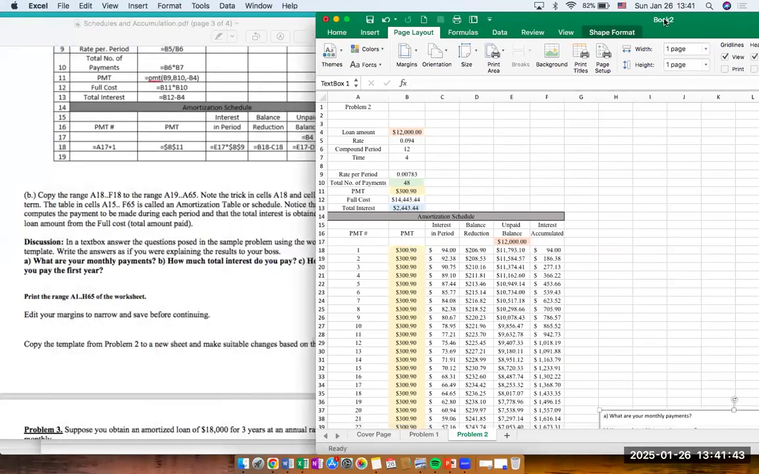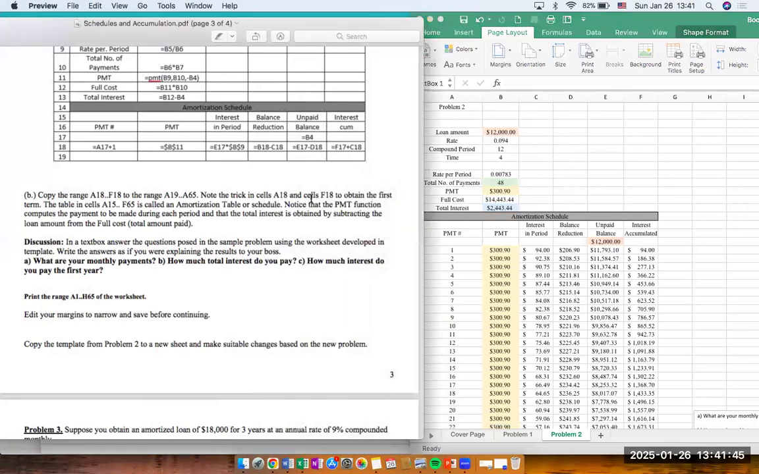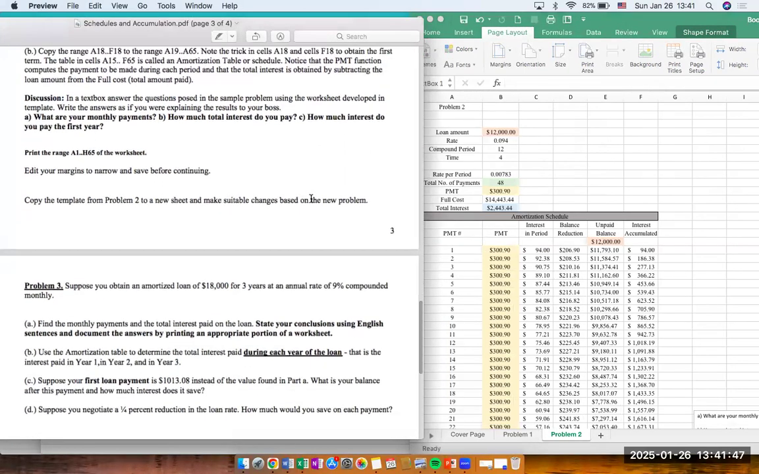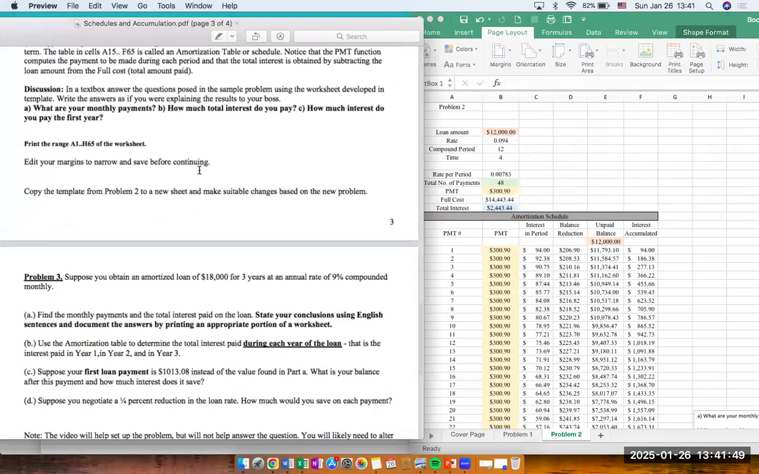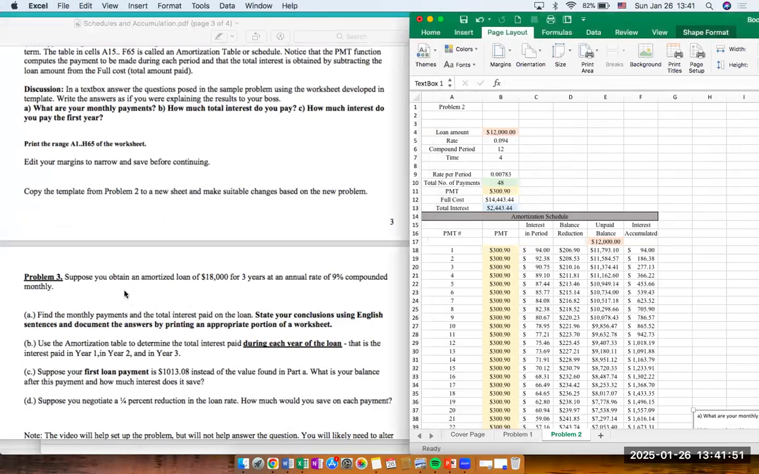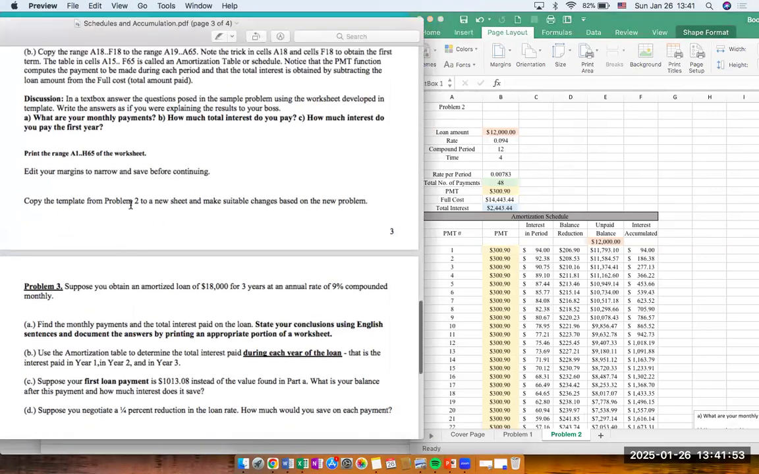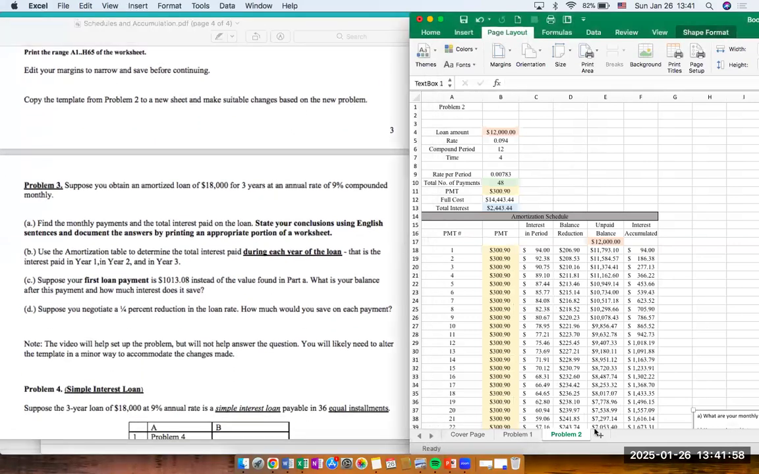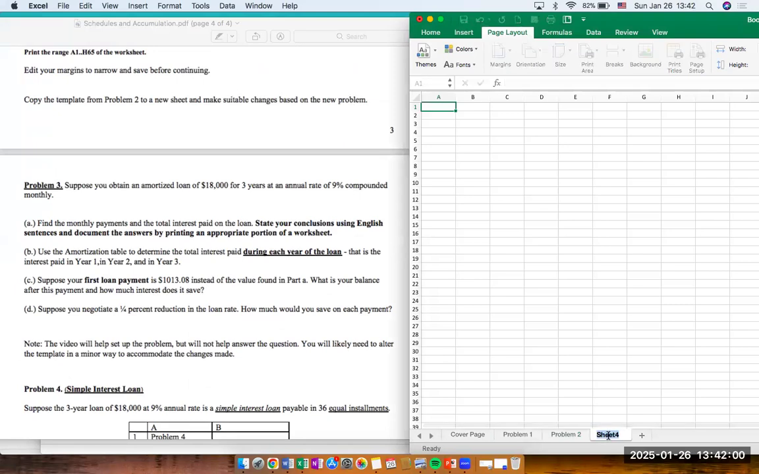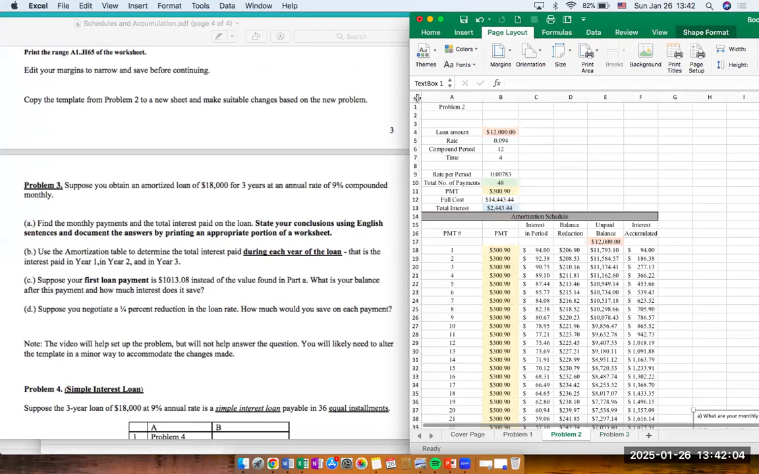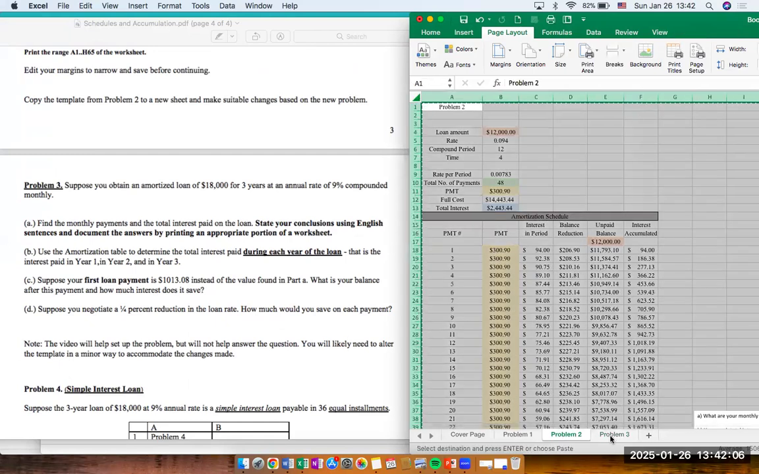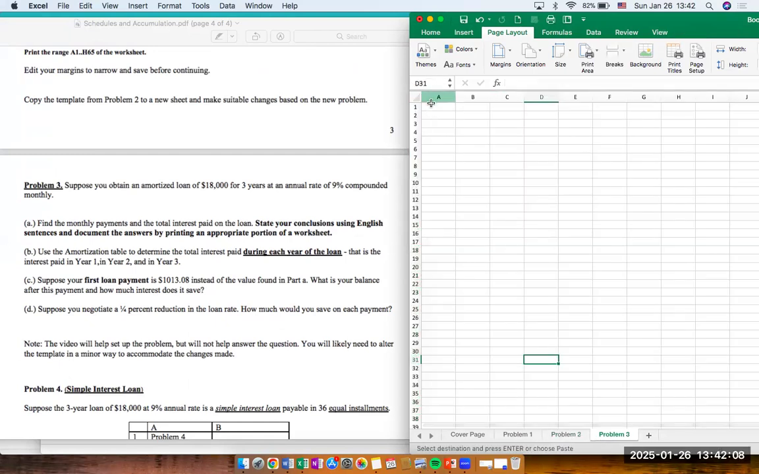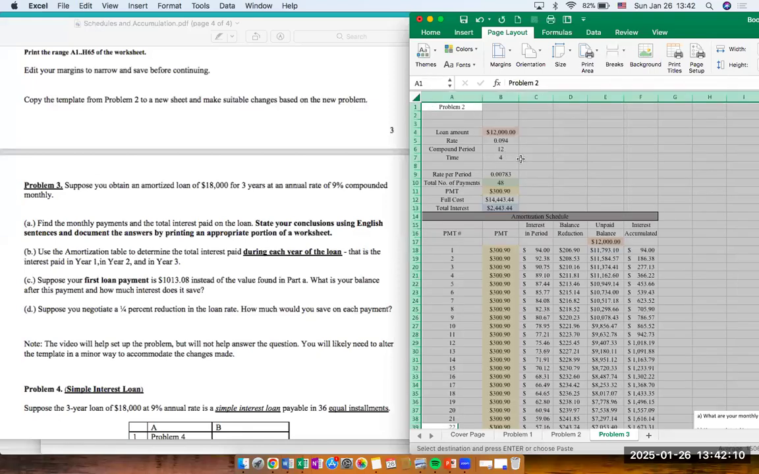Now let's go ahead and go through the next one. So it says edit your margins, save, make sure you are saving. Now copy the template from page 2 into a new sheet and make suitable changes beginning on the new problem. So let's go ahead and open a new sheet. Problem 3. I'm going to copy everything here, and I'm going to paste right where we had it.